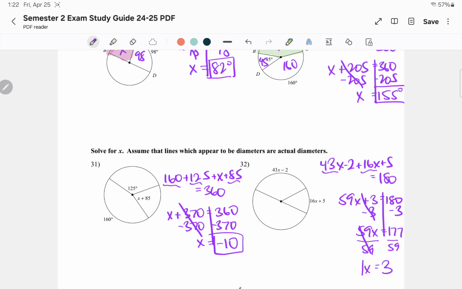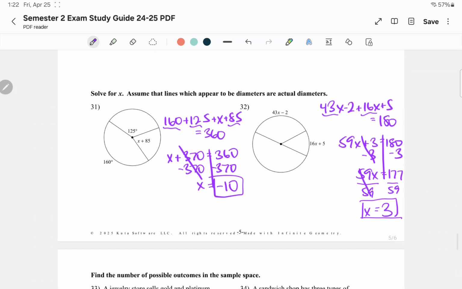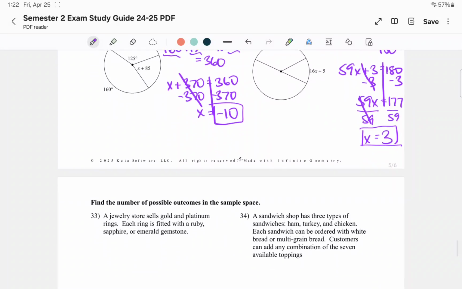Okay, that's what I thought. I thought maybe I made a mistake, but no, we're good. X is equal to 3. So that is circles. We're on our last part now, which is probability.